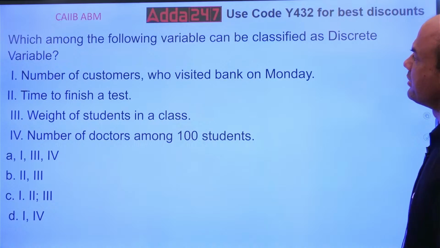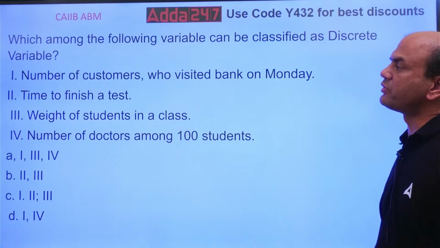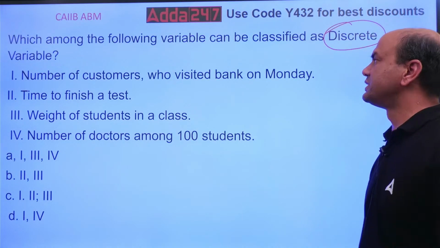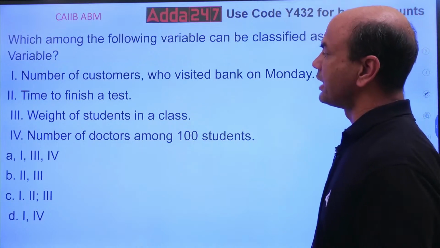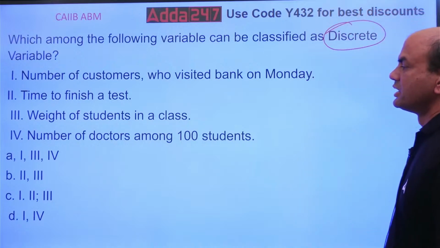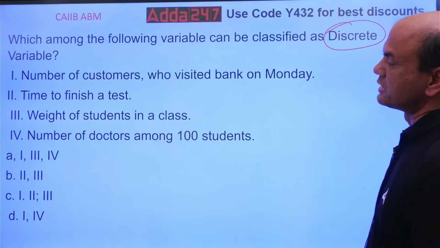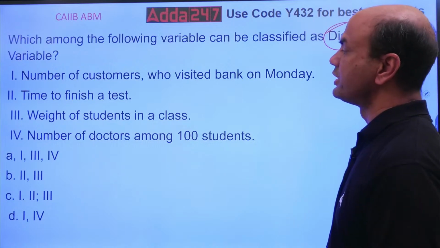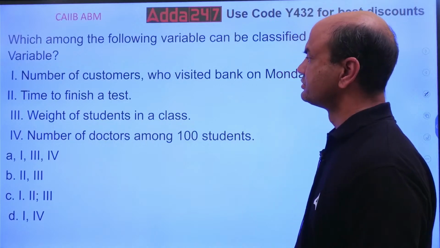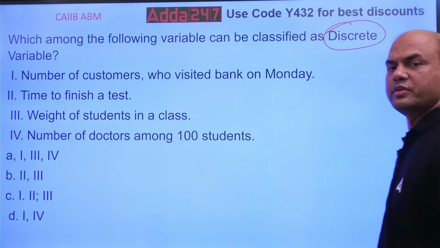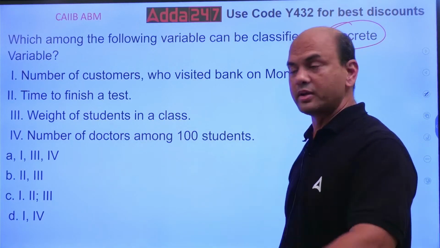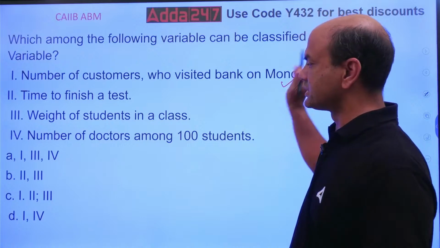Which among the following variables can be classified as discrete variable? Discrete. Number of customers who visited the bank on Monday. Time to finish the test. Weight of the students in the class. Number of doctors among 100 students. Which of them will be discrete? Discrete means what? Which can be head counted. 1 came, 2 came, 3 came, 4 came. I can head count them. So this is possible. 1 is possible.